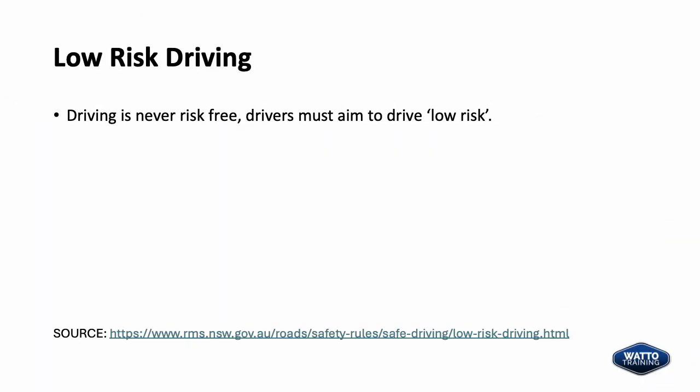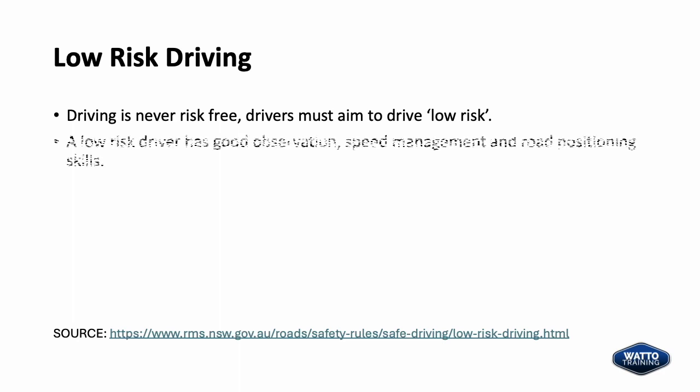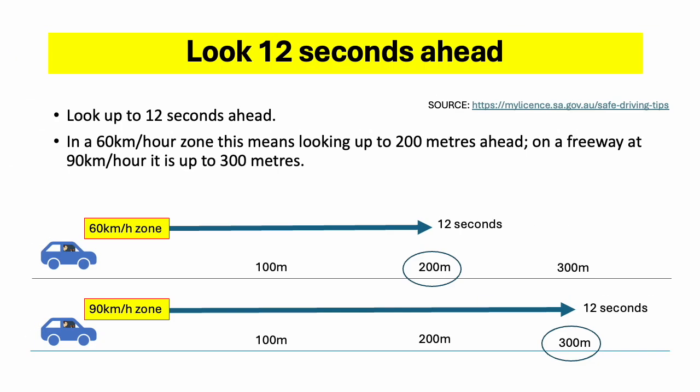Low-risk driving. Driving is never risk-free. Drivers must aim to drive in a low-risk manner. A low-risk driver has good observation, speed management, and road positioning skills. Look 12 seconds ahead. In a 60 km/h speed zone, this means looking 200 meters ahead. On a freeway at 90 km/h, it means looking up to 300 meters ahead.